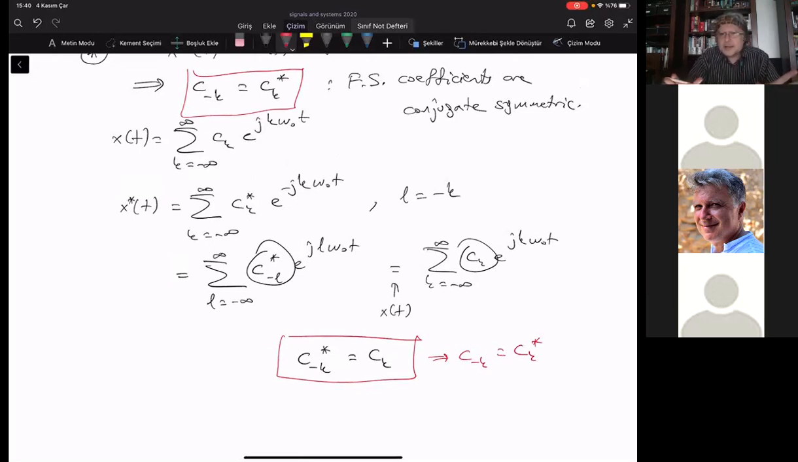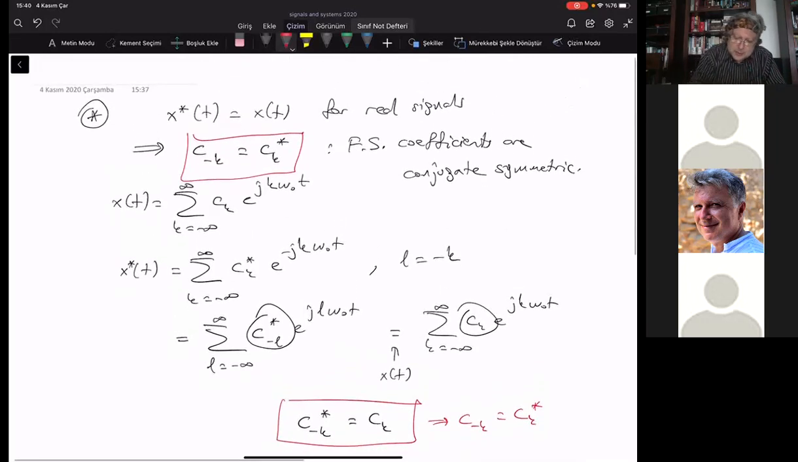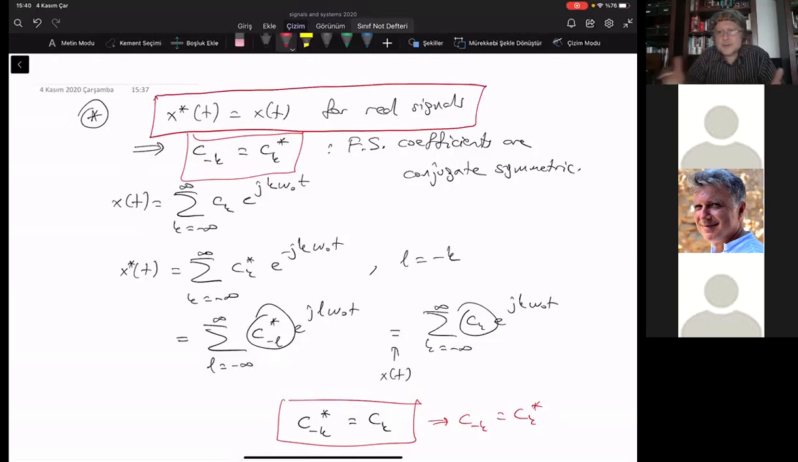So it's not a God-given or magical thing that the Fourier series coefficients are conjugate symmetric, as I told you. It's very easy to show. All you have to do is write this for real signals: the signal and its conjugate are the same, equate them, and it automatically gives you this property.